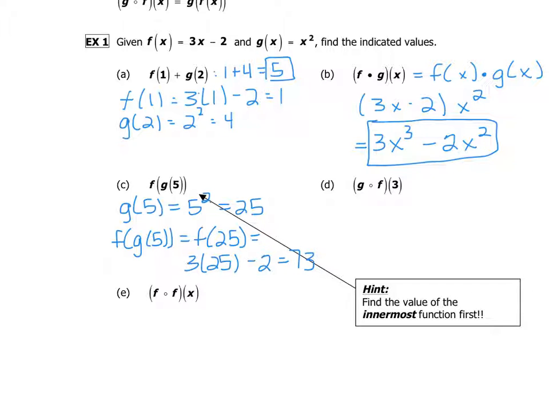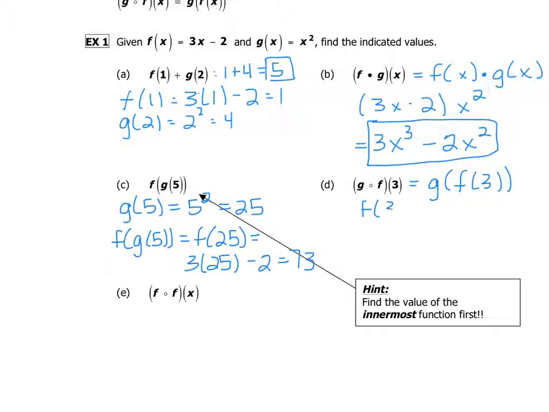Okay, the next function is written with an open circle. That's not multiply, that's going to be a composition of functions. Let's write it with a function inside of it. I think it's easier to do it this way. So here's what we've got. We've got g of f of 3. The first thing we need to do is find f of 3.